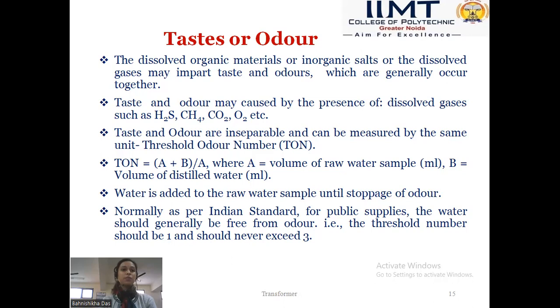What happens here is we add distilled water to the raw water sample, and we keep on adding the distilled water until there is a stoppage of taste or odor. At the point at which the taste or odor stops, we stop adding distilled water, and then we measure the TON value with this formula. Normally, as per the Indian standard for public water supplies, the water should not contain any taste or odor, so its value should be very low, within the range of 1 to 3.